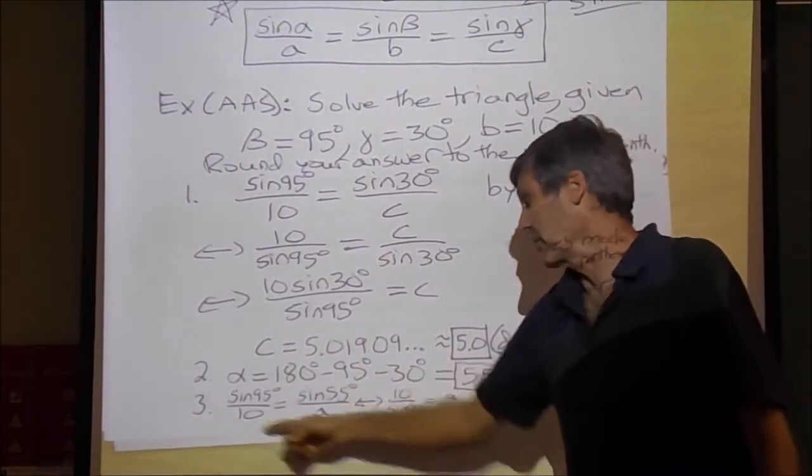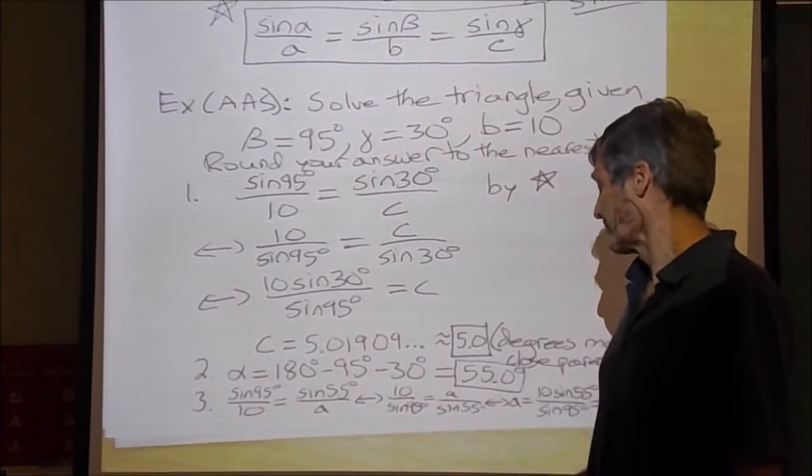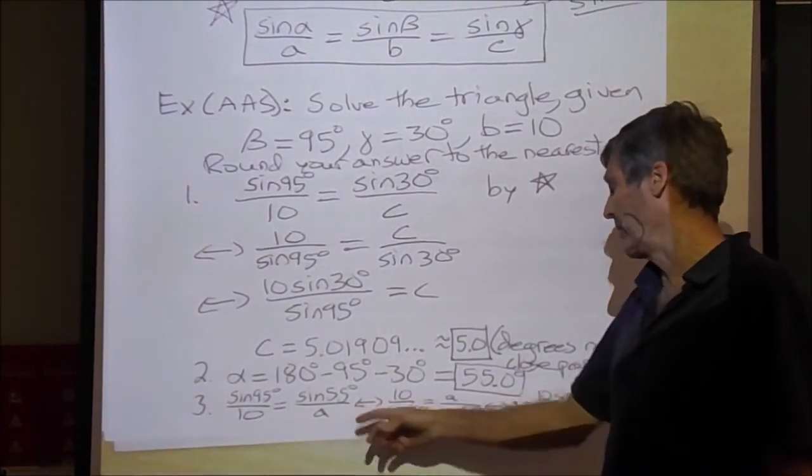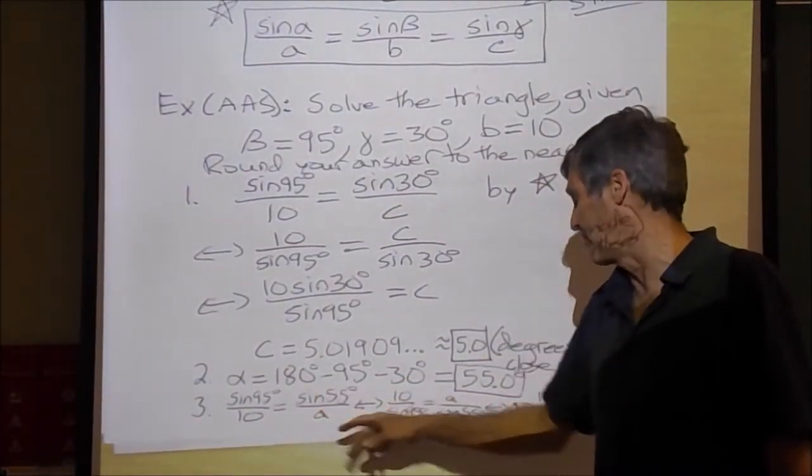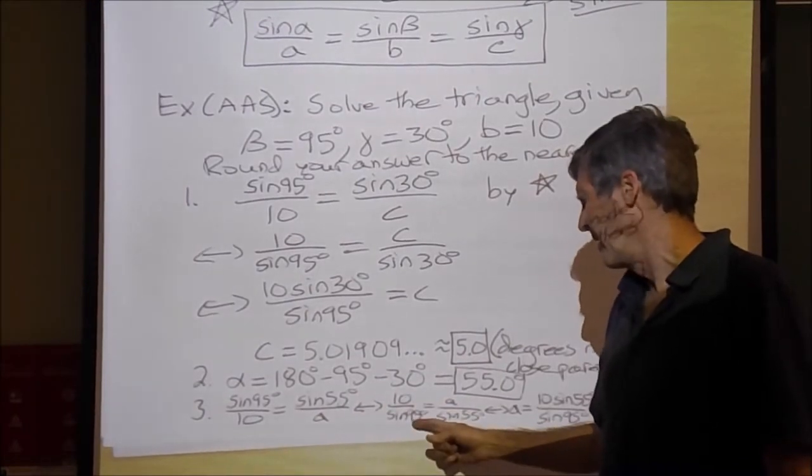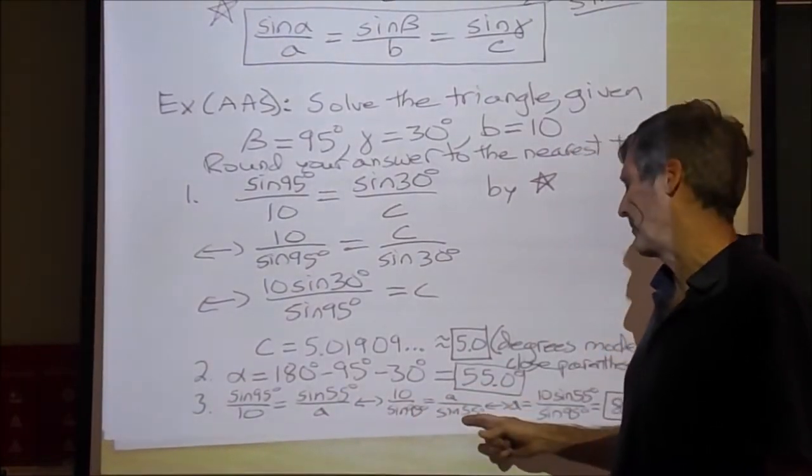And we'll say these are equal by the law of sines. And now I can solve for this. I'll do the same thing. I'll turn both sides upside down. 10 is to sine 95 degrees, as A is to sine 55 degrees.